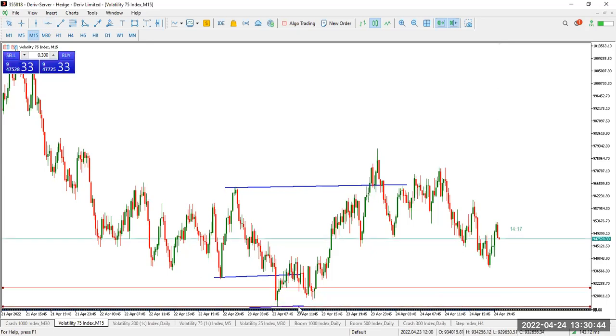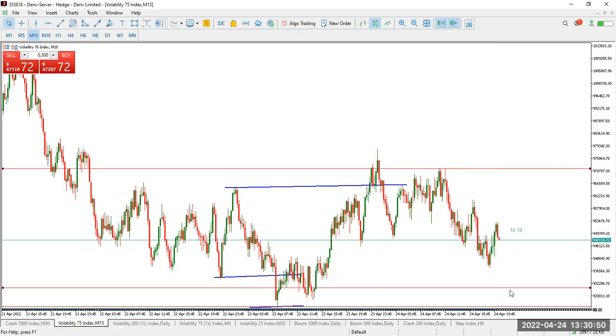This is where I'm buying. This is where I'm putting my stop loss. And if I'm taking my profit, I'm taking my take profit here. So I'm making like 3x of what I'm losing. So like 4x, 1:4. That is what I'm doing here, 1:4.